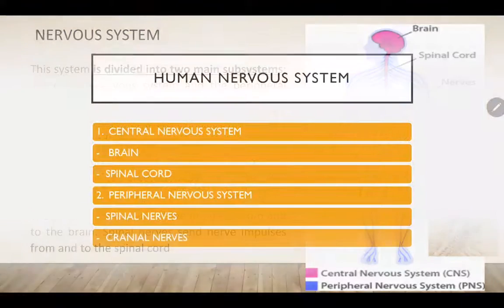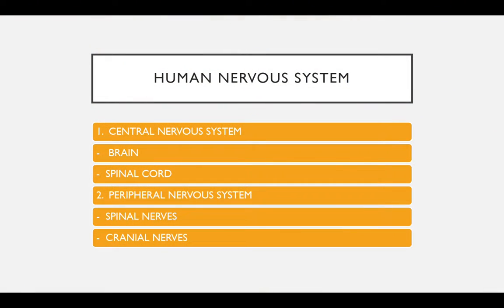This summarizes the human nervous system, in which the human nervous system can be divided into two. The first one is the central nervous system. The second one is the peripheral nervous system. The central nervous system is made up of the brain and spinal cord, while the peripheral nervous system is made up of spinal nerves and cranial nerves. Easy.